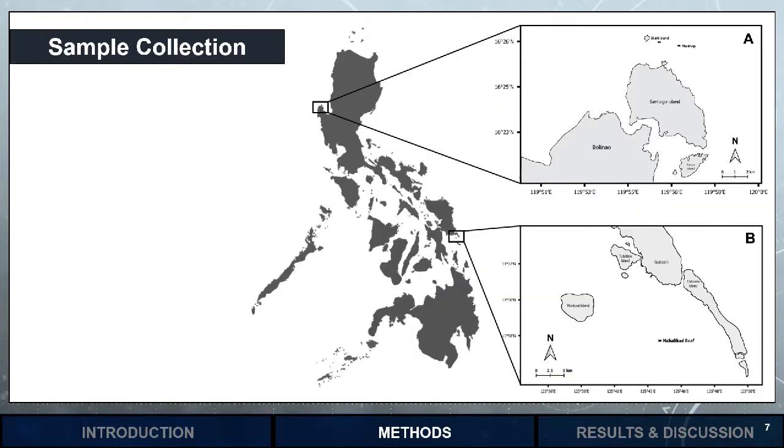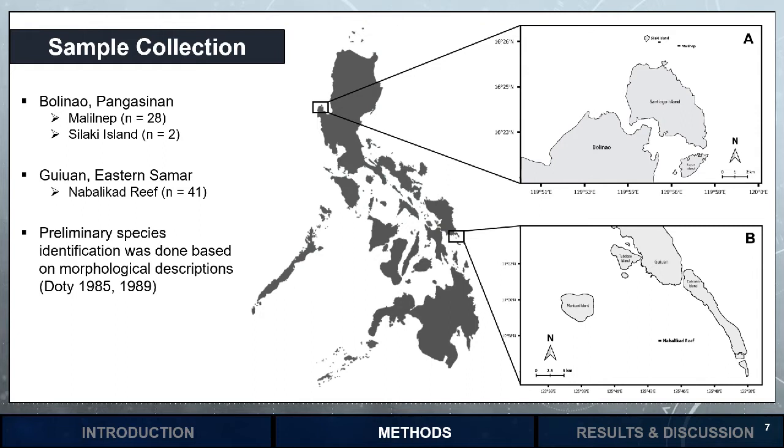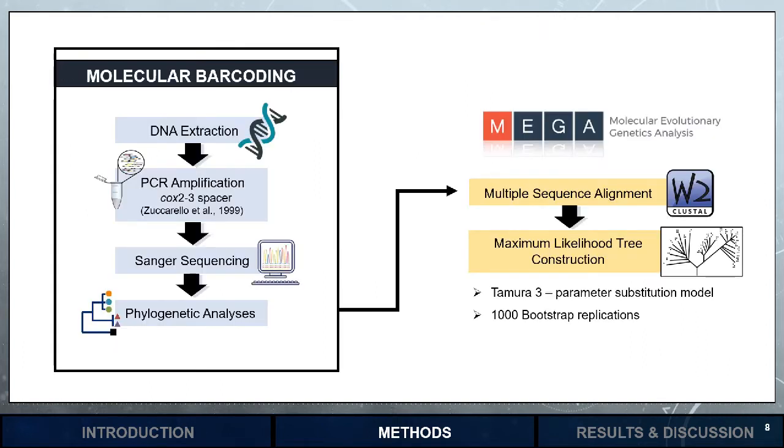We collected samples from the northern Philippines and central Philippines, that is, in Bolinao, Pangasinan, and in Guiuan, Eastern Samar. Species were first identified based on their morphology, and samples were preserved in ethanol for DNA barcoding. Molecular assays followed standard protocol from DNA extraction, PCR amplification, sequencing, and phylogenetic analysis, where multiple sequence alignment was performed and a maximum likelihood tree was constructed.